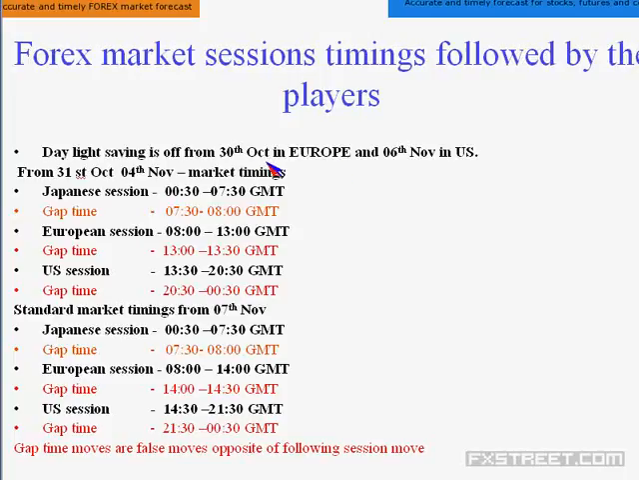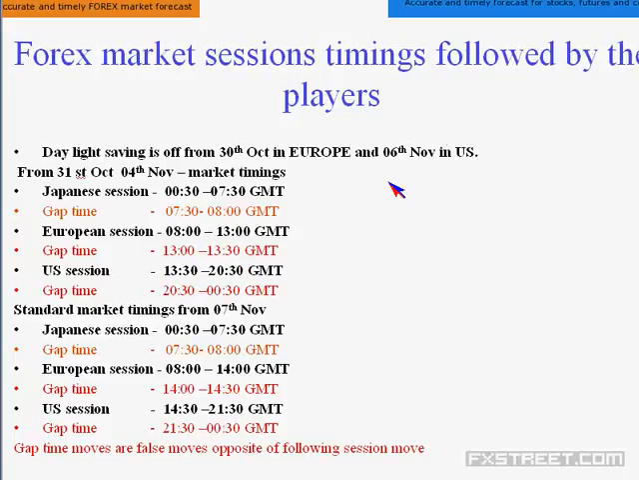Now, for the benefit of those who have joined for the second part, after the 30th of October, the daylight saving system is off in Europe. So accordingly, there is a shift in the trading timings of the players. So between 7 and 7:30 GMT was the earlier gap time. Now it is 7:30 to 8 GMT. So 8 to 13 GMT will be the European session. 13 to 13:30 GMT will be the gap time. That remains the same.